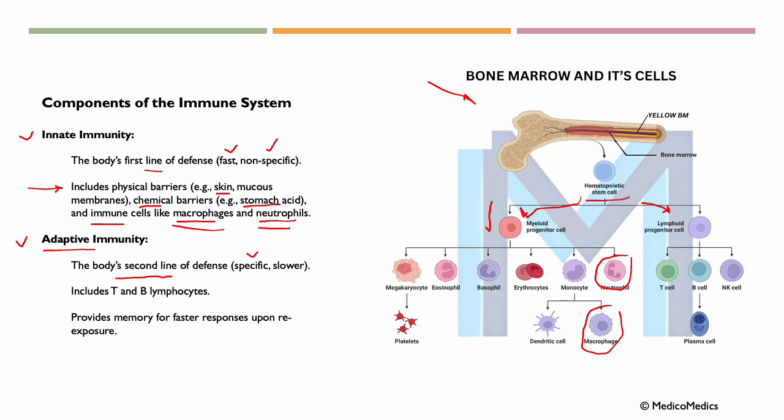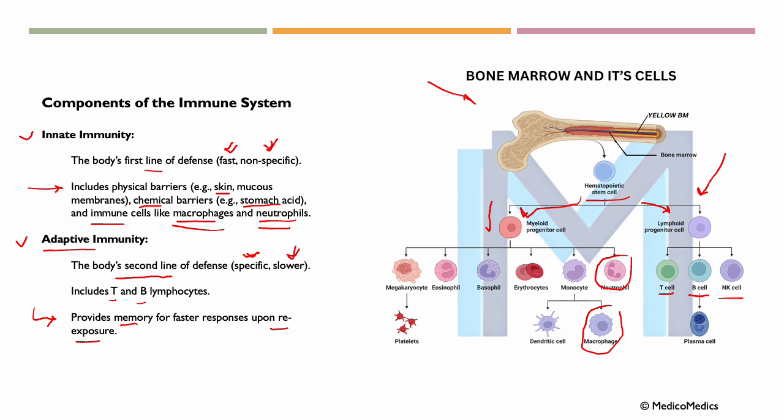This one is more specific and slower. So you already have a way to differentiate between adaptive and innate immunity. One is fast, the other one is slower. One is non-specific, the other one is specific. Our adaptive immunity includes T and B lymphocytes. So if you look here at the illustration you see from the lymphoid progenitor cell, we have the T cell, and we have B cell and natural killer cells. A key and unique feature of our adaptive immune system is that it provides memory for faster responses upon re-exposure.